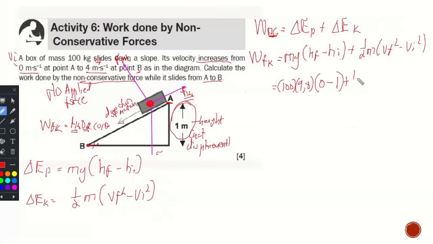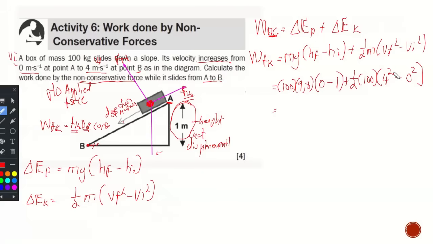And then plus half our mass again, 100. And then what's the final velocity? They say at point B, it is 4 meters per second. So we have 4 squared. But then at point A, it was at 0. So 0 squared, right? So it increases from point A being at rest and then going down to a velocity of 4 meters per second.